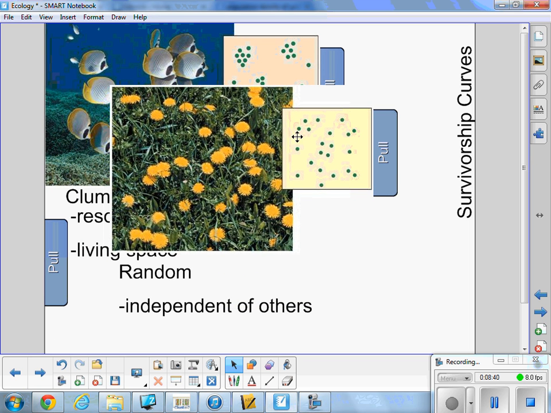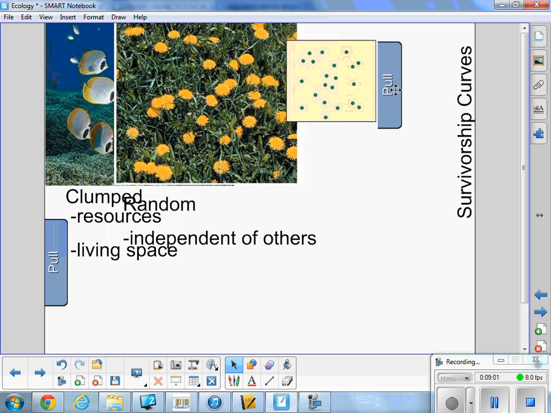Random is when, and we see this a lot of times with flowers or plants, they live very independently of one another, and it's not necessarily that they have to compete too much against resources within that population, but they are very randomly dispersed. And we see a lot of species and populations with this type of dispersion.